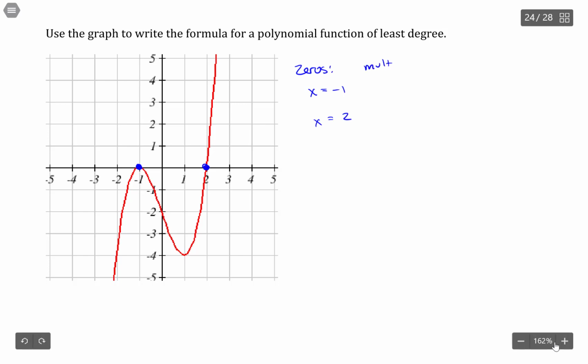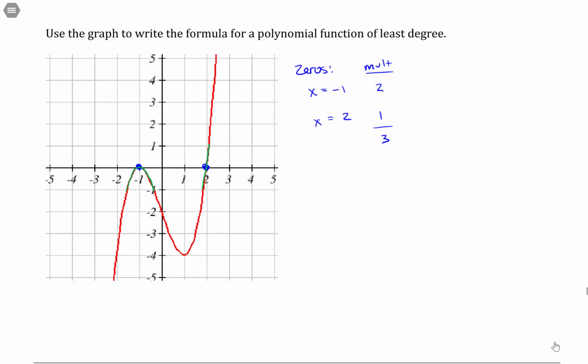Now, we can also identify from the zeros its multiplicity, because at -1, the graph touches the axis and then bounces back away. It sort of looks like a parabola. Parabolas are degree 2, and what that indicates is that this zero is multiplicity 2. And similarly, the graph just crosses right through the axis here, so that looks like a line, which is degree 1, so it's multiplicity 1. If you add up your multiplicities, that should give you the degree of the polynomial. So we should have a degree 3 polynomial in the end.